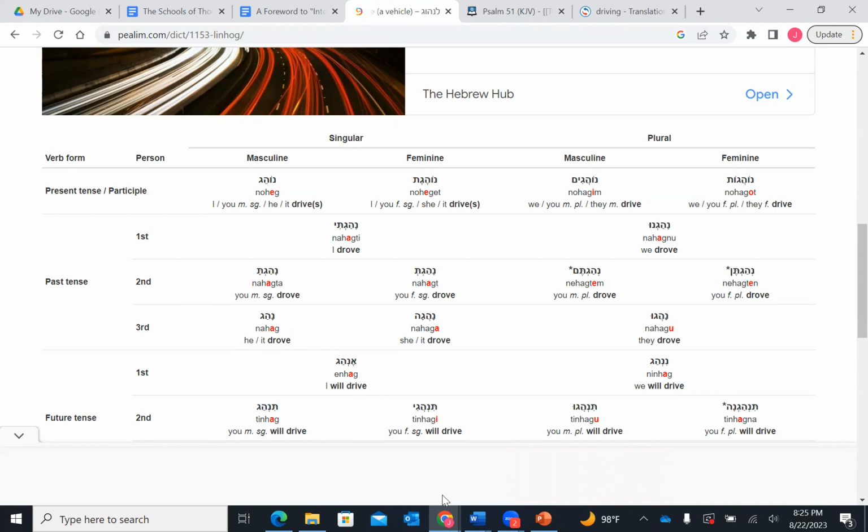Nahaga lechanut. She drove to the store. And see, that might not be 100% correct, but it makes sense, right? Okay. And you could then take that framework, afo, where is your mom, right?